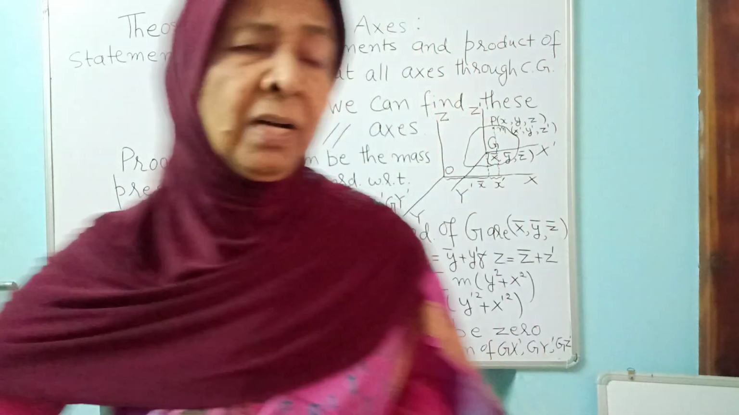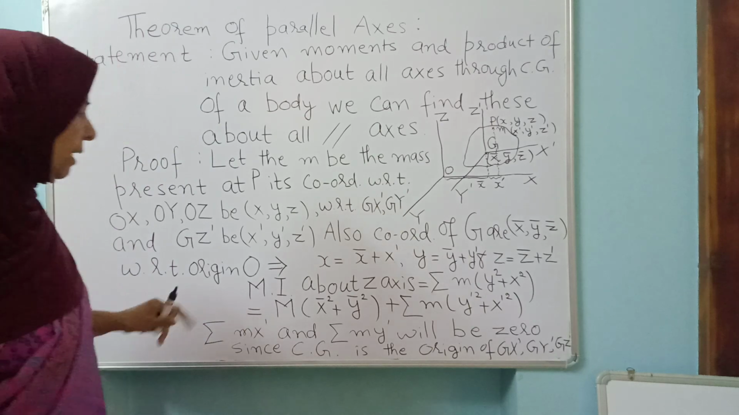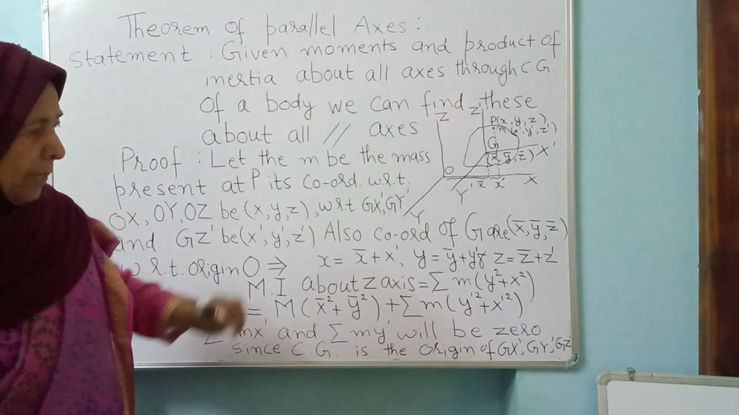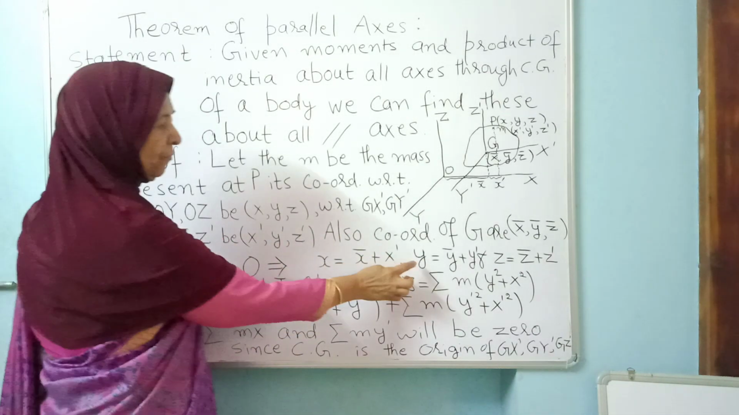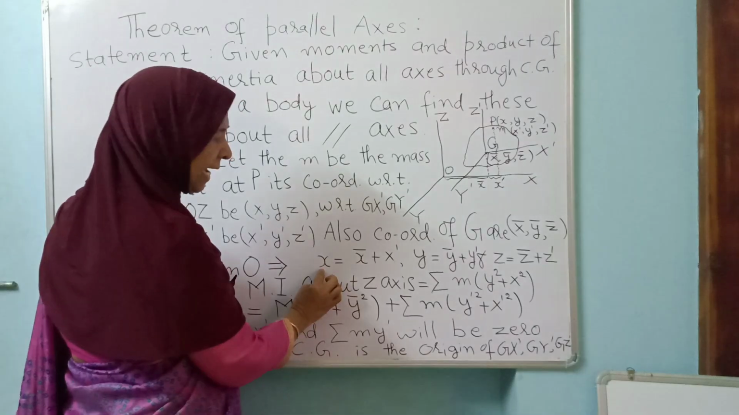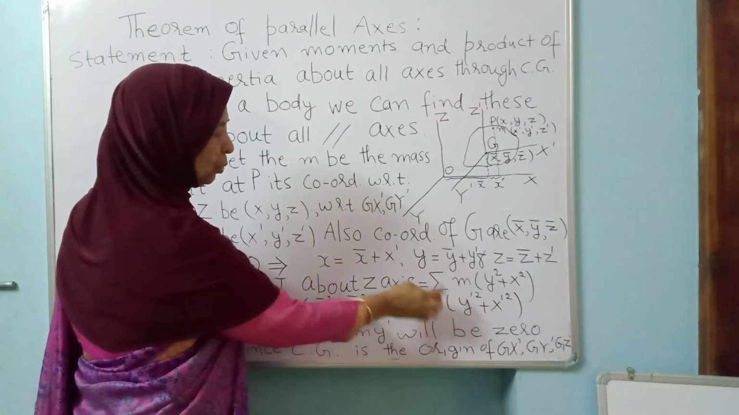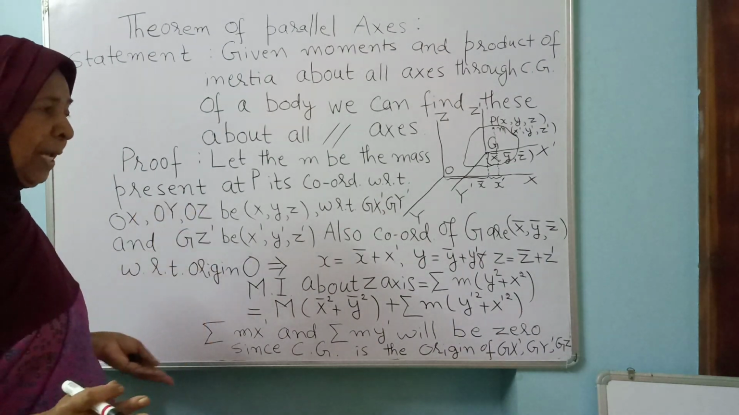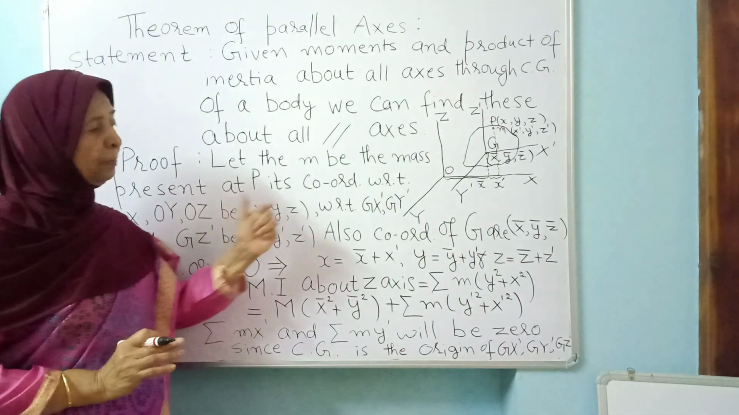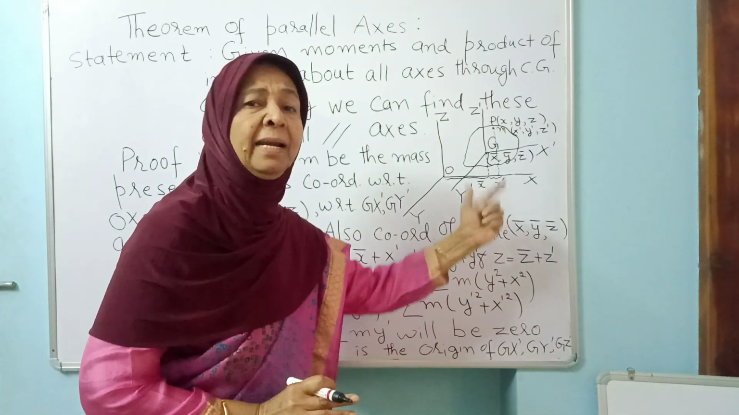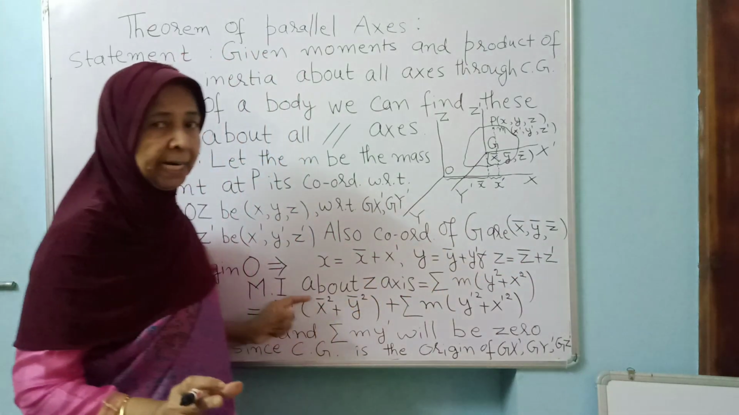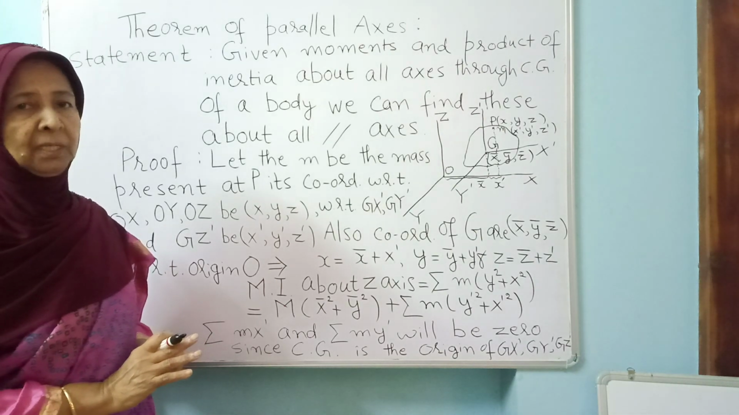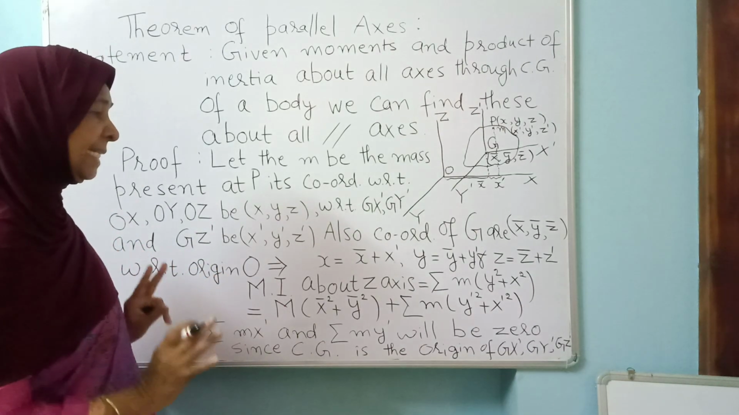Now, let us move to our target. We want to find the moment of inertia about the z axis. So it is coming as summation m times y square plus z square. Put in the values of y and z from these two. So in place of y, you will put y bar plus y dash, whole square. In place of z, you will put z bar plus z dash, whole square. Open the bracket. You will get how many terms? 6 terms.